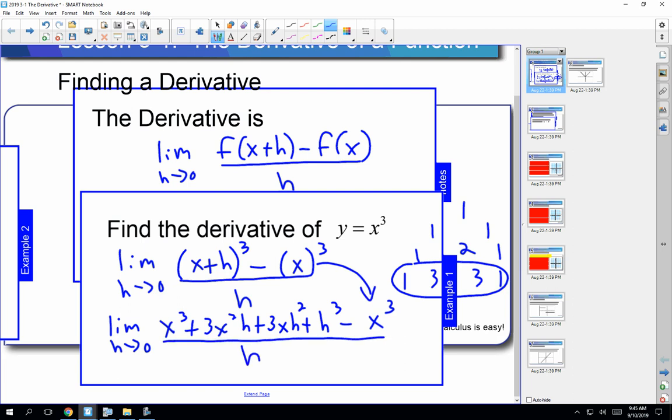Go ahead and finish simplifying that on your own, please. And tell me what the derivative of y equals x cubed is in terms of x. Your answer should be a function in terms of x at the end.